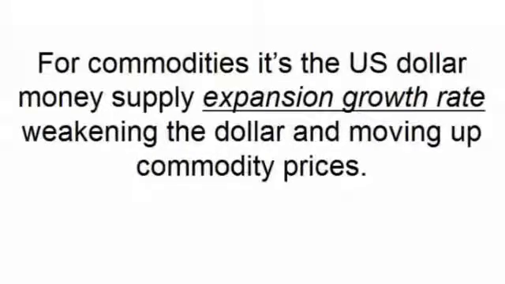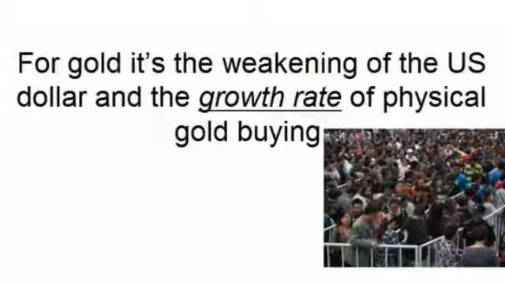For commodities, it's the US dollar money supply expansion growth rate, weakening the dollar and moving up commodity prices. For gold, it's the weakening of the US dollar and the growth rate of physical gold buying. And you see a line up there, people waiting to buy gold, but that was actually at the gold peak, and then it started selling off because it was like a crescendo in buying, and the growth rate of the buying was not as high as it had been in the past.